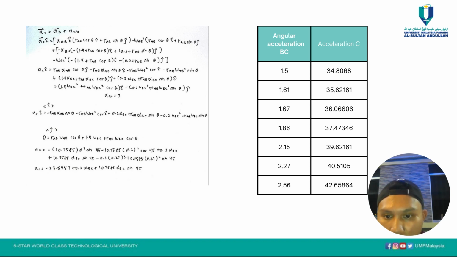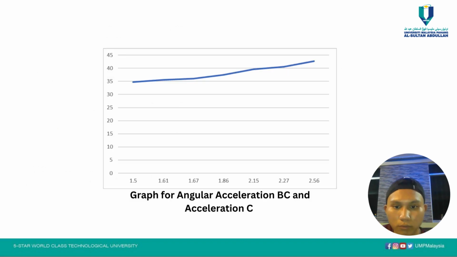Okay, then we will calculate the AC as you can see in this slide, and then finally the equation is AC is equal to negative 23.6457 plus 0.2 alpha BC plus 10.7585 alpha BC sin 45, and then we will just insert all of the values in this table, and then we will see the graph on the next slide. This is the graph for angular acceleration BC and acceleration C as we got from the calculation for the acceleration of block C.